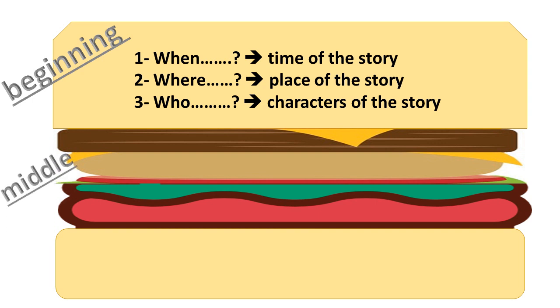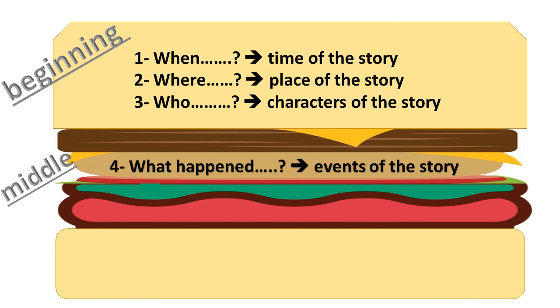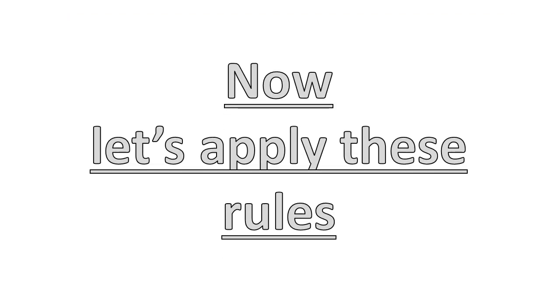The middle part that is juicy, full of vegetables and meat or ham or burger if you want. Let's see, what do we write in this part? What happened, the events of the story, what happened in the story. And the last bread part is the end of the story. How did the story end? Now let's apply this.